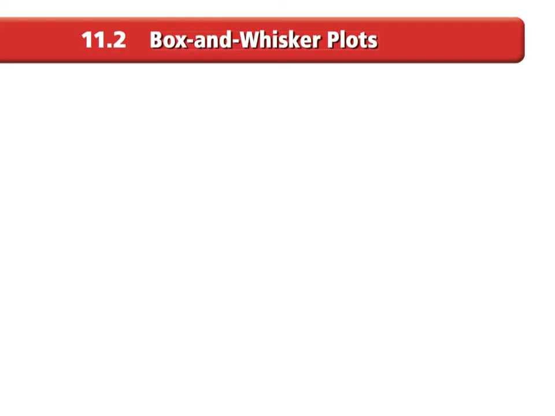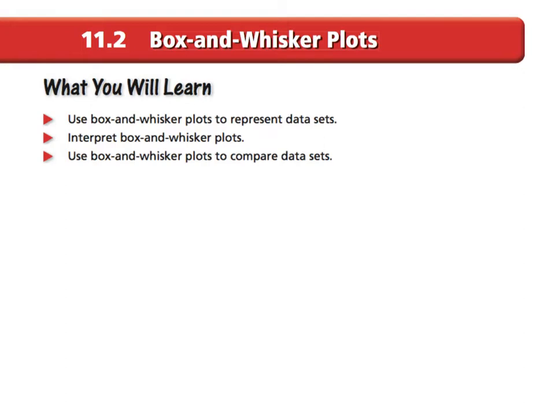In section 11.2, we're going to talk about box and whisker plots. So what does that mean? What is a box and whisker plot? Which some of you may have done and some of you may have not done. Well, a box and whisker plot is basically a way to represent data. So what you are going to learn is how to use a box and whisker plot to represent data sets, how to interpret box and whisker plots, and how to use box and whisker plots to compare data sets. Basically, this is a lot of drawing and a lot of using mean, median, and mode. So it's stuff that isn't that hard.